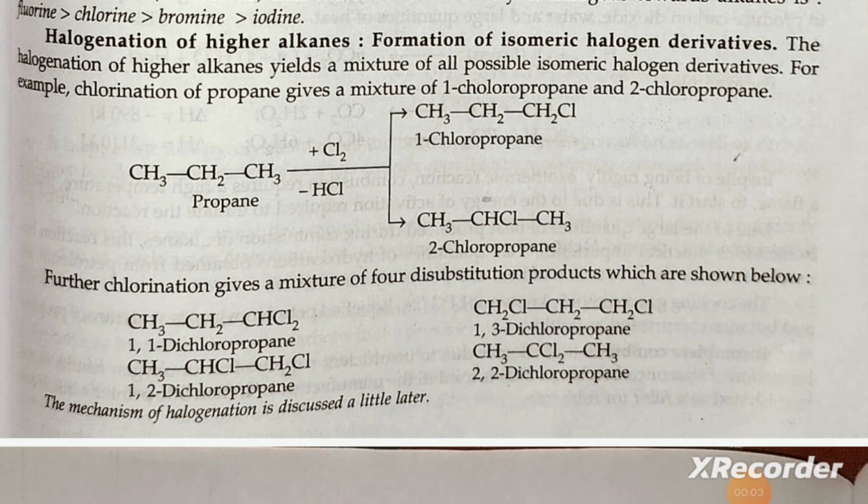Halogenation of higher alkanes. Formation of isomeric halogen derivatives. The halogenation of higher alkanes yields a mixture of all possible isomeric halogen derivatives. For example, chlorination of propane gives a mixture of 1-chloropropane and 2-chloropropane. Further chlorination gives a mixture of 4 substitution products which are shown below: 1,1-dichloropropane, 1,3-dichloropropane, 1,2-dichloropropane, 2,2-dichloropropane. The mechanism of halogenation is discussed a little later.